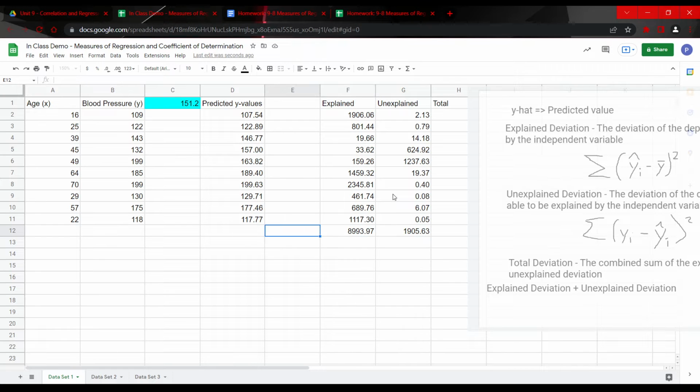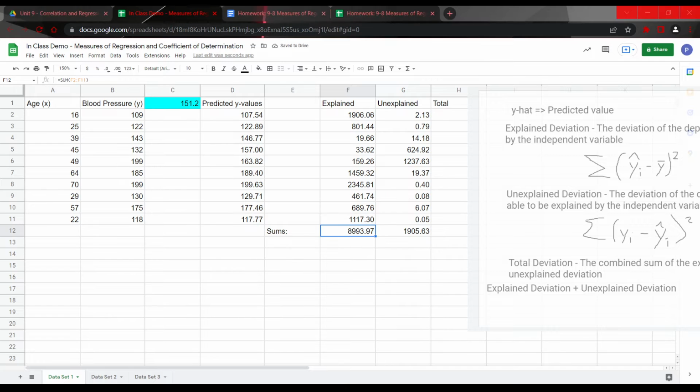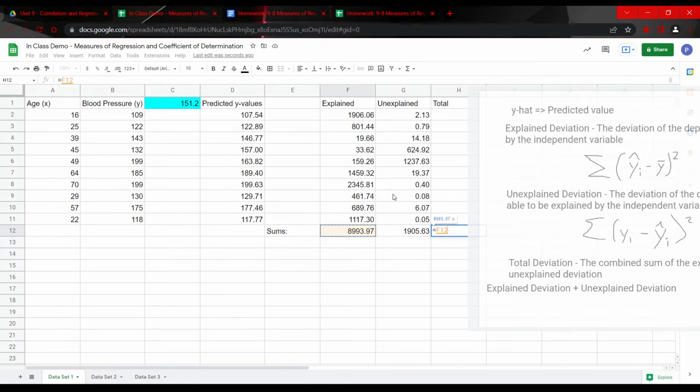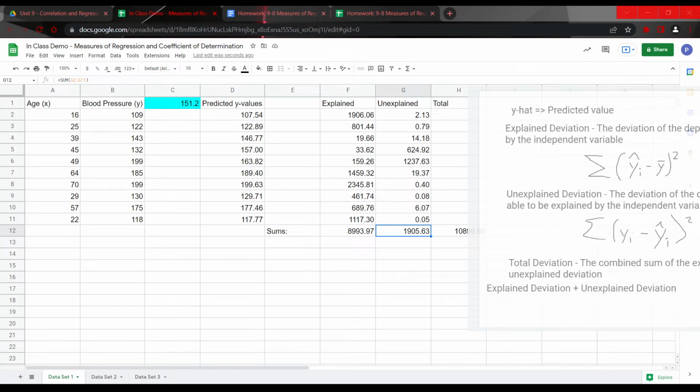Since I have the explained deviation and the unexplained deviation, the total deviation is just these two added together. So my total deviation is about 10,900. Pretty much 9,000 is explainable by age. So 9,000 of the 10,900 of the deviations is explainable by age, and another 2000 is explainable by other values. For example, the other 2000 that is unexplained might be able to be explained by diet, by what time you woke up, by do you do sports, and all these other factors.